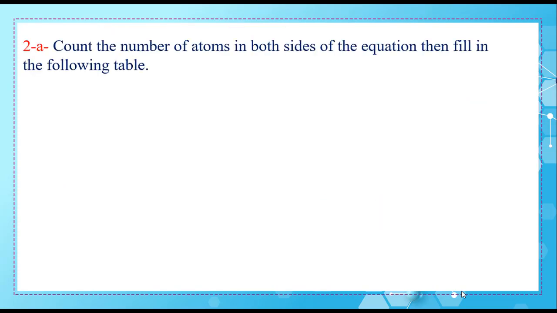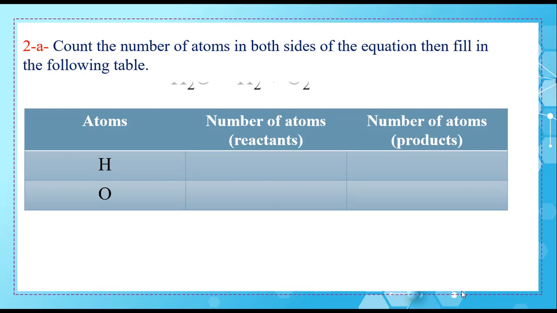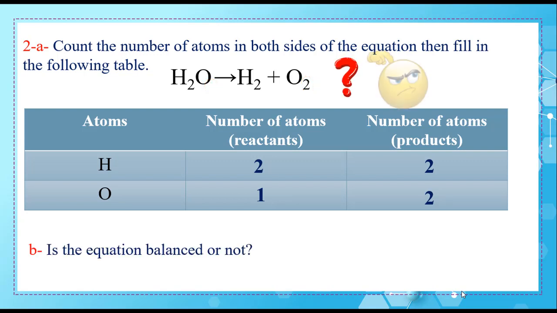Question 2, Part A. Count the number of atoms in both sides of the equation, then fill in the following table. According to the equation, we have 2 hydrogen atoms in the reactant and 2 hydrogen atoms in the product, 1 oxygen atom in the reactant and 2 oxygen atoms in the product. Is this equation balanced or not?